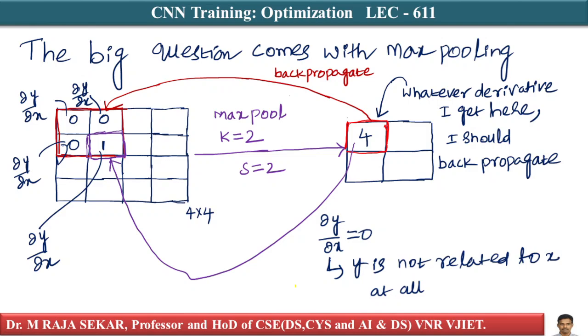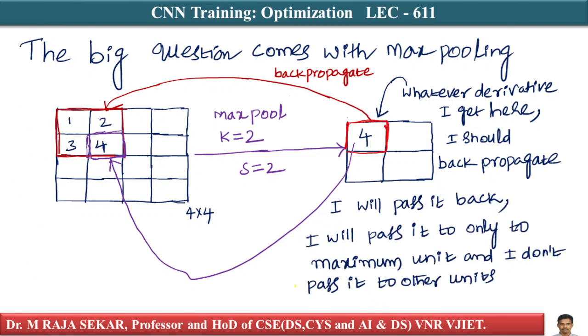Your ∂y/∂x equal to 0 means what? Your y is not related to x. They are independent, isn't it? Even if you change these values slightly, for example if you change 1 to 1.1 and 2 to 2.3, if you change these values 1, 2, 3 slightly, it doesn't matter. Why? Because 4 is still the maximum.